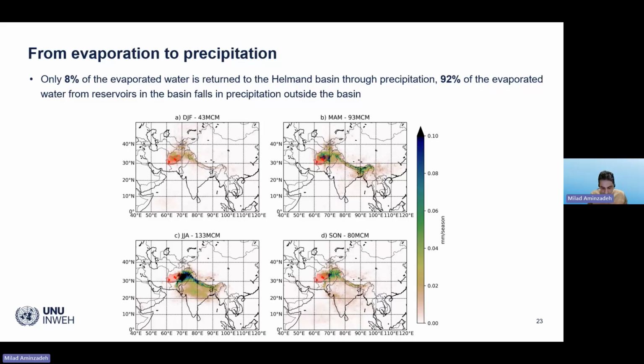Let's review the situation. We have a basin under water stress condition. Two countries, Iran and Afghanistan, both are trying to store more water because the population in that region is growing. They need to produce more food. They need more water for their agriculture. But because of the inefficient storage, the majority of the water is lost by evaporation, and at the end, it precipitates somewhere else.